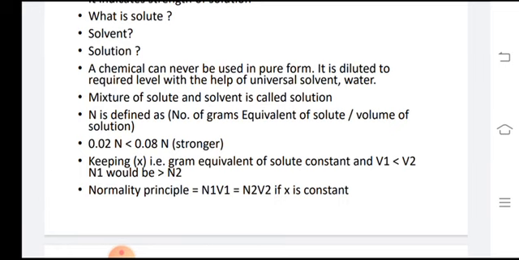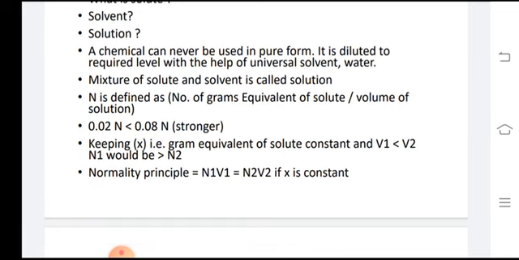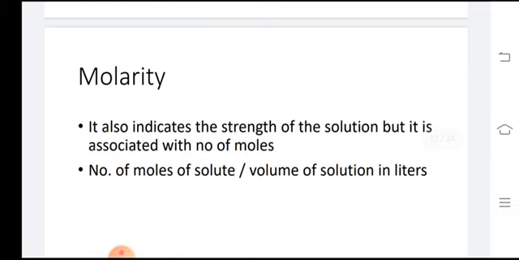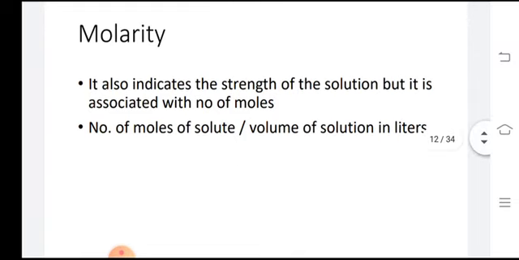We have a normality principle. According to it, N1 V1 is equal to N2 V2 if the solute is constant. We have another term called molarity, and it also indicates the strength of the solution, but it is associated with the number of moles. Earlier we were talking about gram equivalents. Now we are talking about the number of moles of solute. Earlier we divided gram equivalents by the volume of solution in liters. Now it is the number of moles of solute divided by the volume of solution in liters.